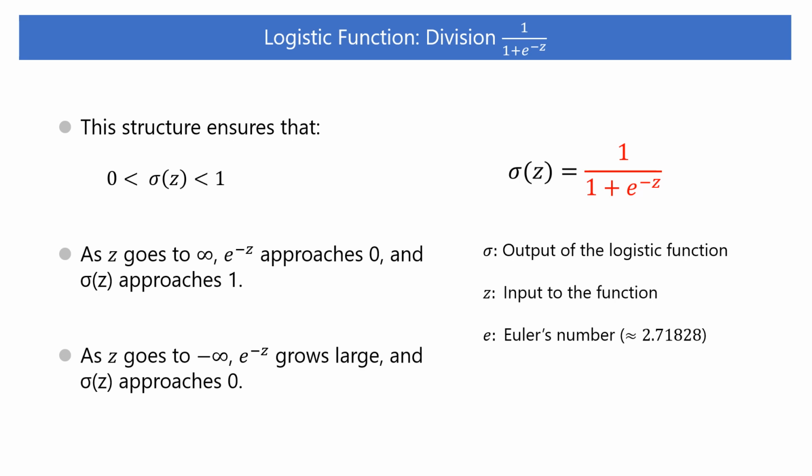This fraction structure ensures that the output of the logistic function is always between 0 and 1. As z goes to positive infinity, e to the power minus z approaches 0, making sigma z approach 1. Conversely, as z goes to negative infinity, e to the power of minus z grows large and sigma z approaches 0. This behavior is ideal for representing probabilities.